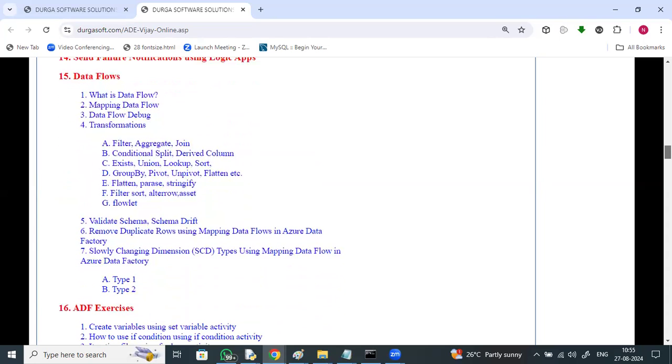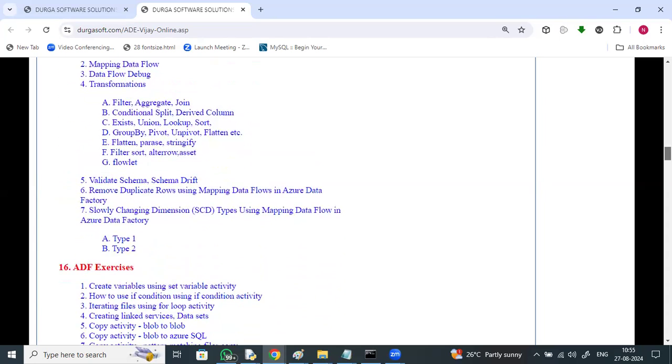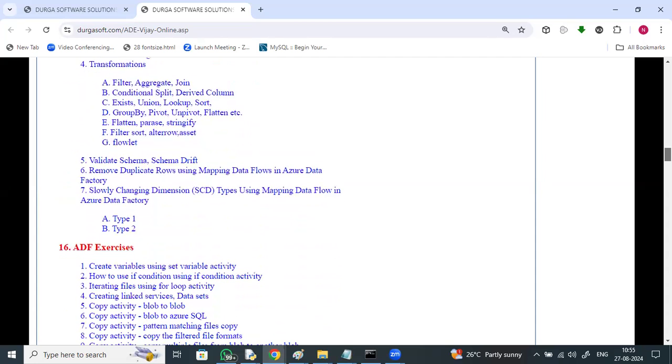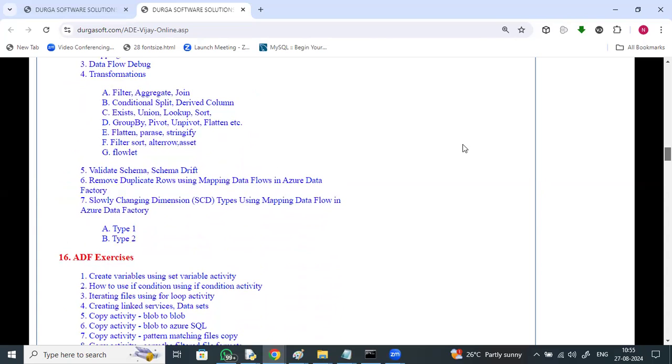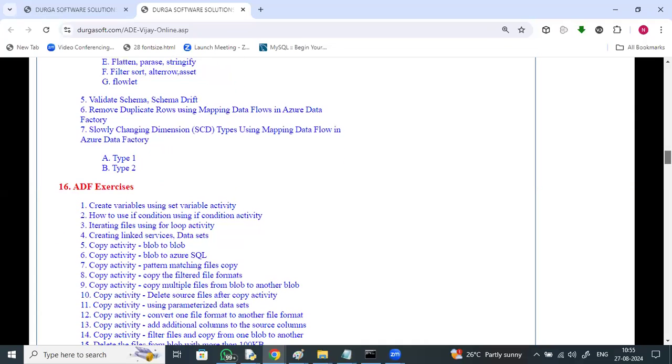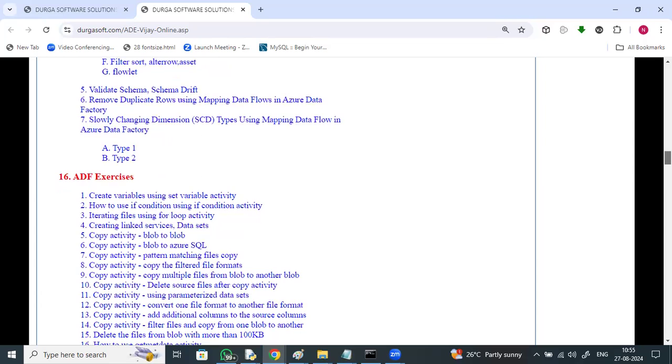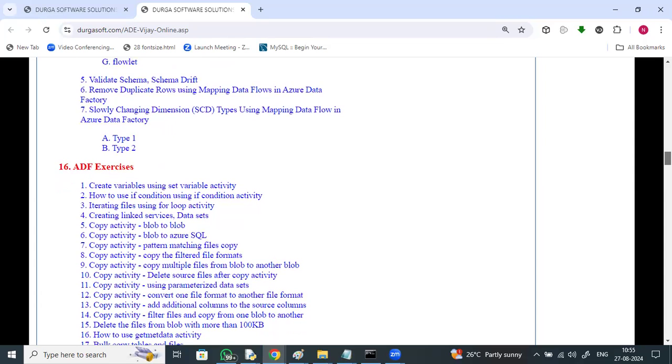What is data flow? What is mapping data flow debugging? Transformations: filter transformations, aggregate transformations, join, conditional split, exists, union, lookup, sort, group by, pivot, unpivot, flatten, parse, stringify, alter row, flowlet, validate schema drift, removing duplicate rows.